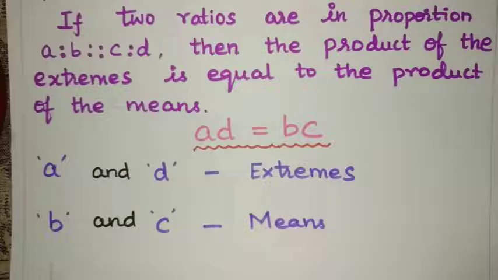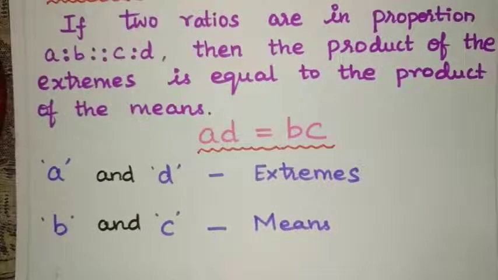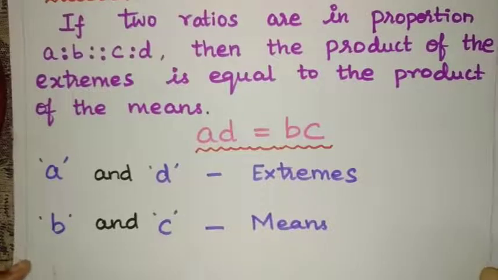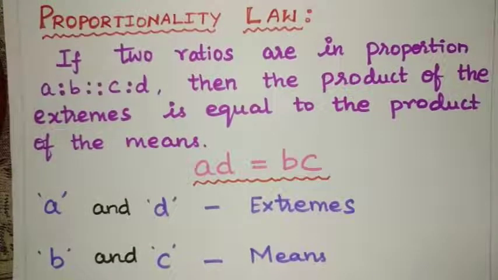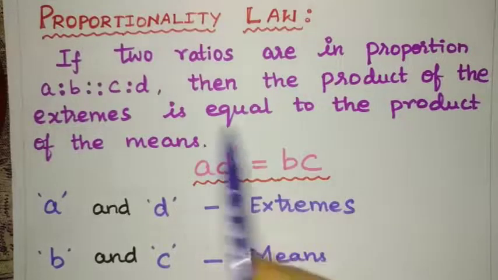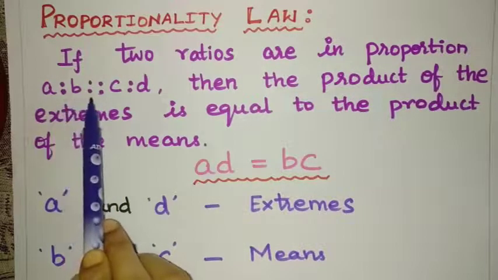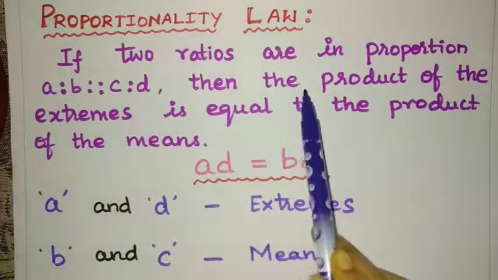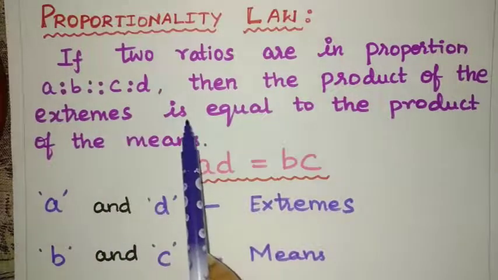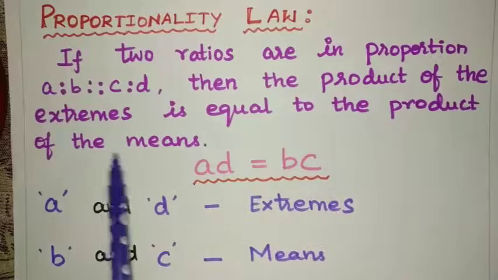Suppose if we are asked to check whether the given ratios are in proportion, what will you do? How will you check it? Can you tell me? Yes, for that we have one law, that is proportionality law. Using this proportionality law, you can check the ratios are in proportion or not. So let us read the proportionality law. If two ratios are in proportion, A is to B is C is to D, then the product of the extremes is equal to the product of the means.